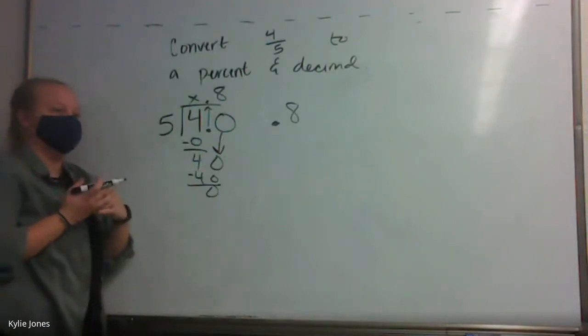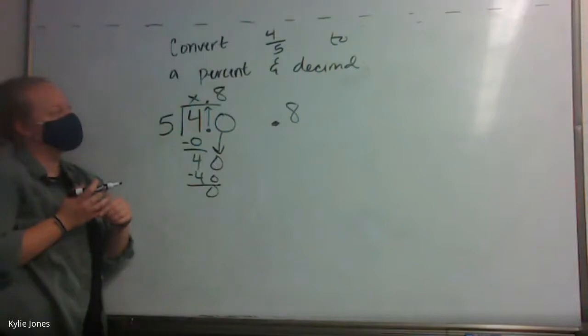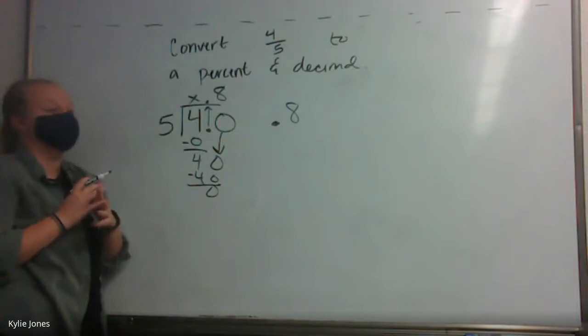I multiplied the 0 and the 5 by 10. And then the 4 comes into 80, so I got 80%. Oh, you multiply by 100. Okay.